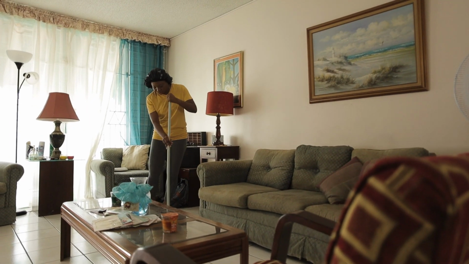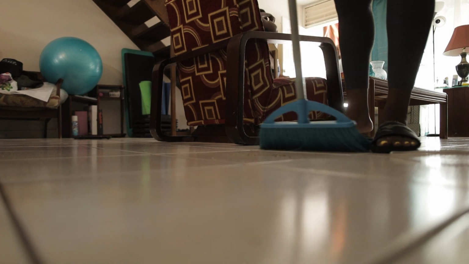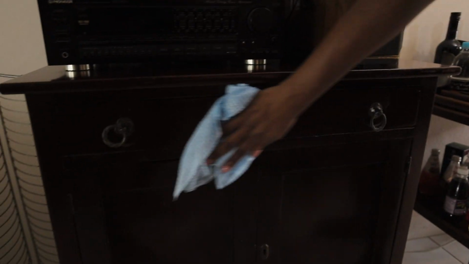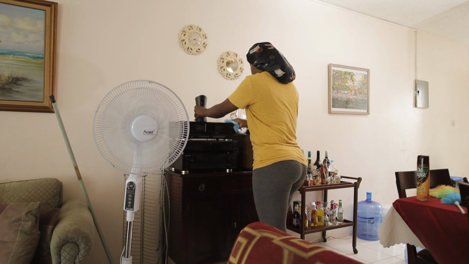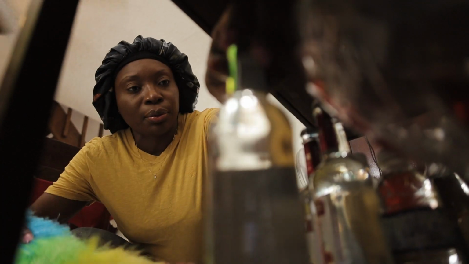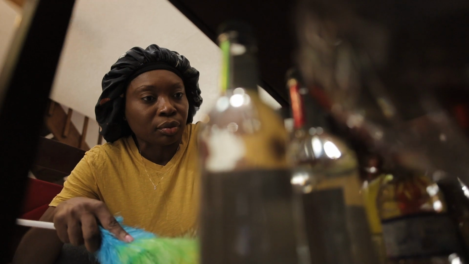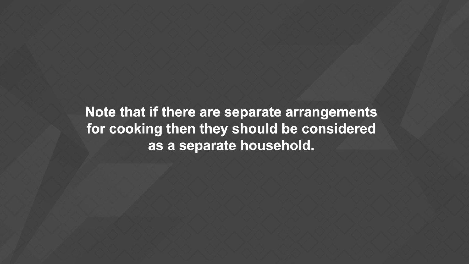A domestic employee who sleeps in the house or in an outbuilding on the premises is to be listed as a member of the household if he or she sleeps there on average at least 4 nights per week and shares at least one meal daily. If the helper's partner or children live on the premises, all members of this family are to be included with the main household if they share meals with the main household. Please note that if there are separate arrangements for cooking, then they should be considered as a separate household.